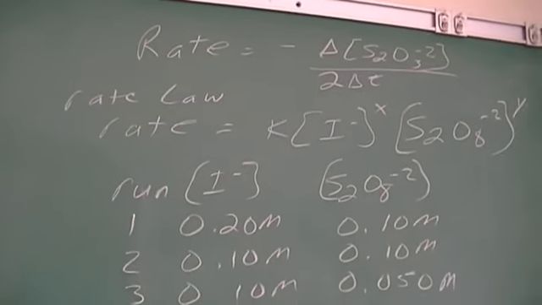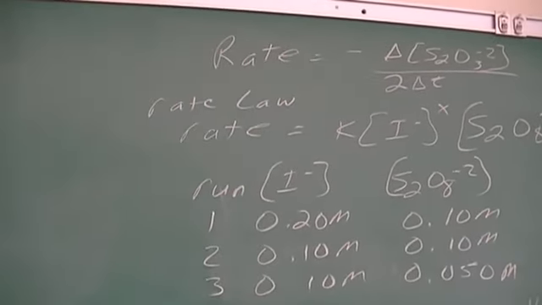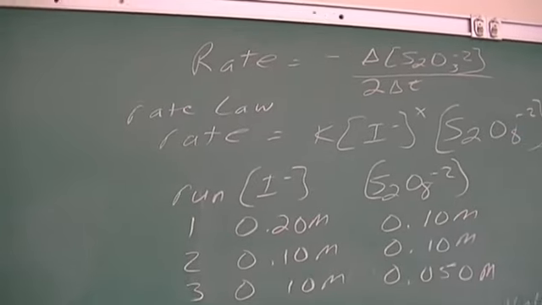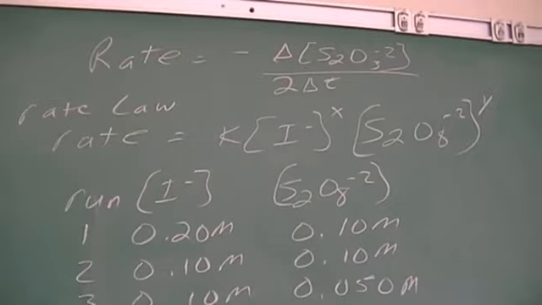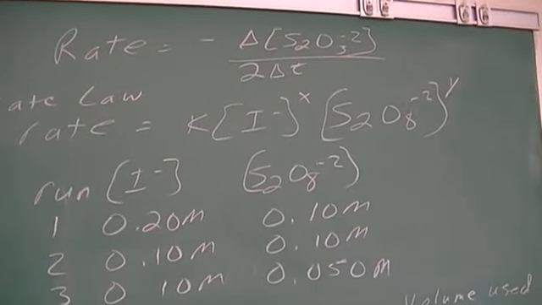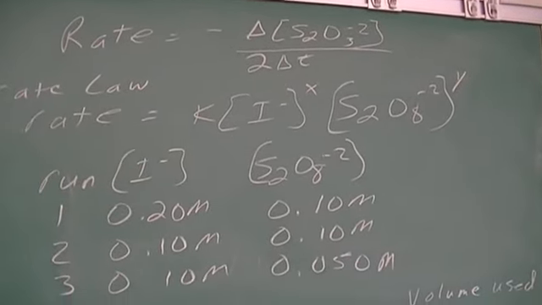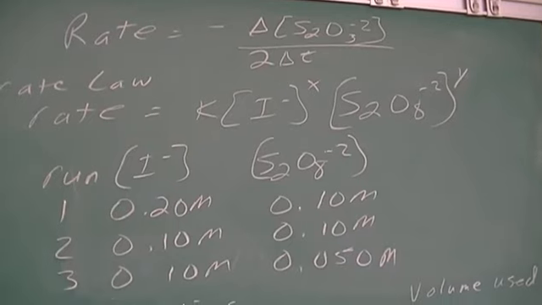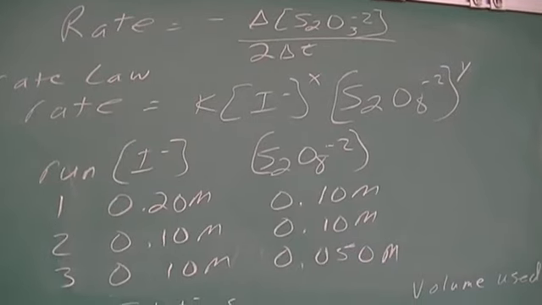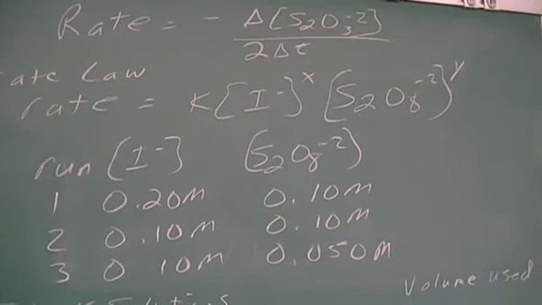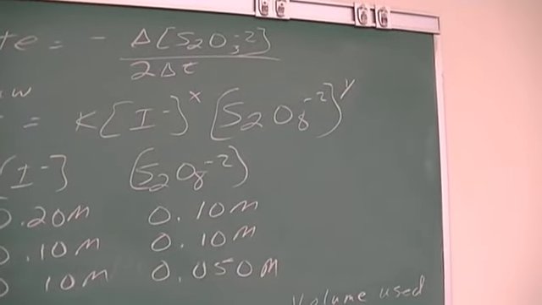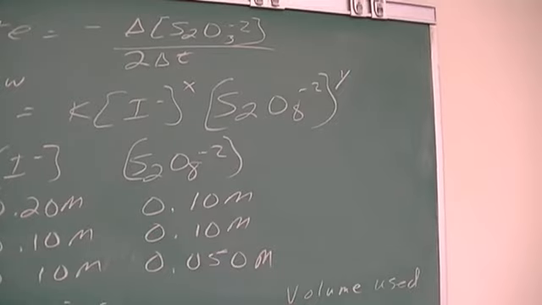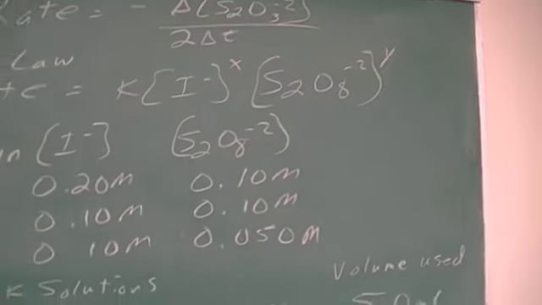Now once we have our rate, we go to our rate law, and the rate law is rate is equal to k times the concentration of our reactants. Our reactants are the iodide ion raised to some power x that we have to find experimentally, and that's the experiment we are running today, times the S2O8^2- raised to some power y, which must be determined experimentally. Again, that's what we are doing today.